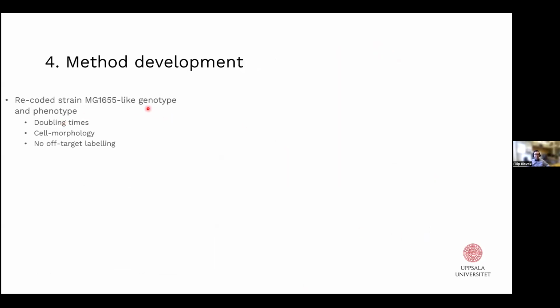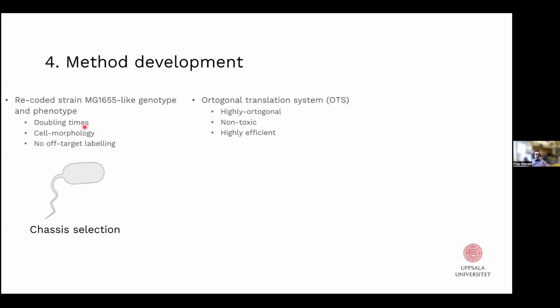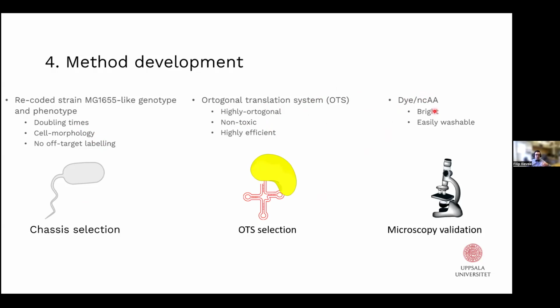And that's why there is a group of bacteria called recoded strains. We are looking for recoded strains that have doubling times similar to the parent strain, so the wild type that we use in the lab. They have the same doubling times, which basically means you have the same protein translation and the same cell morphology, and if you just switch one codon from the table that I'll show later on, you're not going to get misincorporation. We're looking for an orthogonal translation system that is very specific for the chemical entities, that by itself is non-toxic and highly efficient. And we're looking for chemical entities, which are basically dyes and non-natural amino acids that give you very high signal, and you can easily get rid of them from the cell.